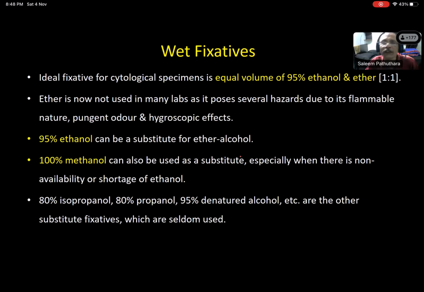Coming to the wet fixative, the ideal fixative for cytological samples is an equal volume, 1:1 proportion, of 95% ethanol and ether. But this is seldom used because ether has flammable hazards and a pungent, hygroscopic effect. So ether nowadays is seldom used in laboratories. The second best fixative is 95% ethanol, or we can use 100% methanol. We are using 100% methanol at TMH, and if neither is available, we can even use 80% isopropanol, 80% propanol or denatured alcohol, etc.